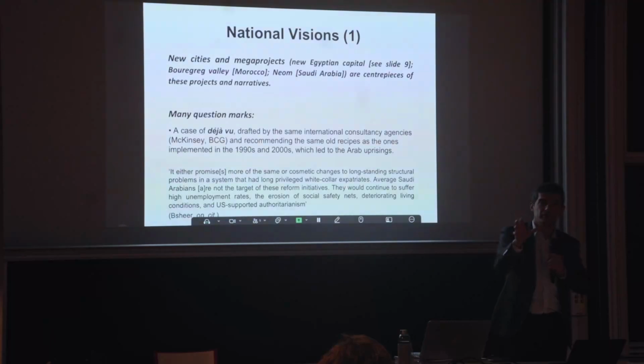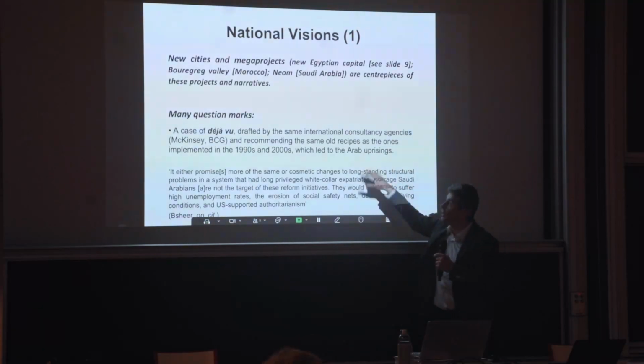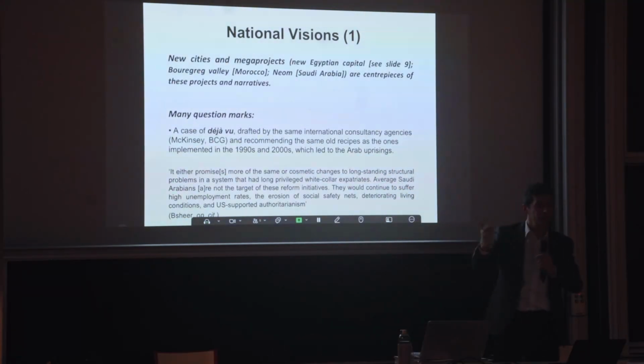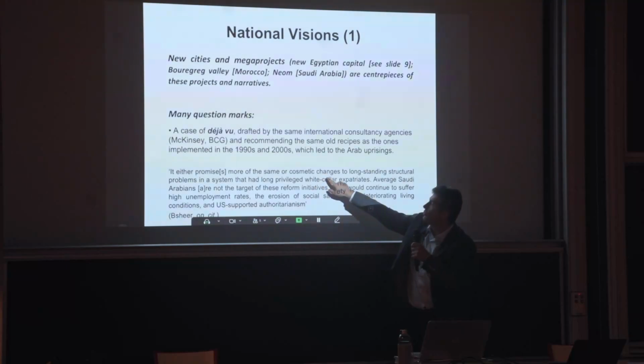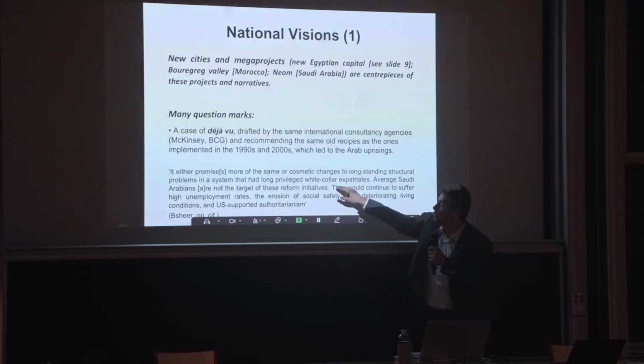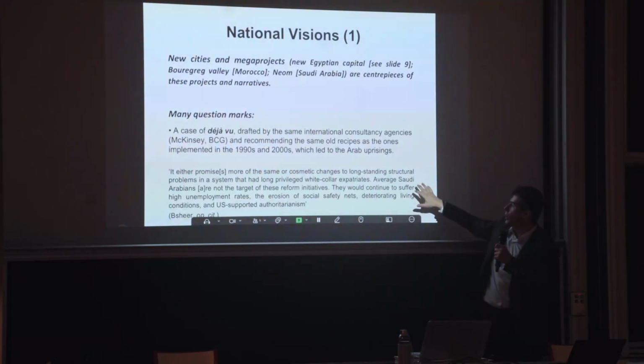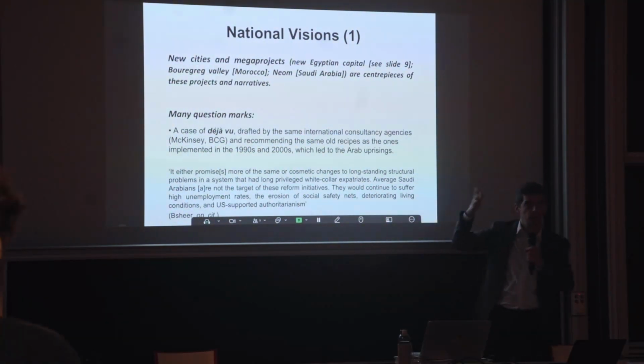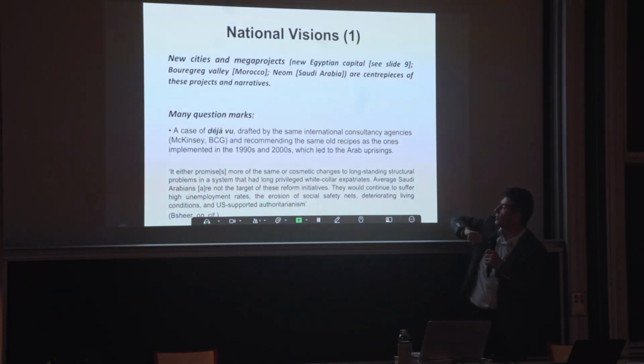You can copy and paste reports by a difference of 20 years or 30 years, and you'll see that the same recipes are advocated by these international consultancy agencies. So as a professor from Harvard, Rosie Bshir, explains, it either promises more of the same or cosmetic changes to long-standing structural problems in a system that has long privileged white-collar expatriates. Average Saudi Arabians are not the target of these reform initiatives. They would continue to suffer high unemployment rates, the erosion of social safety nets, deteriorating living conditions, and US-supported authoritarianism.